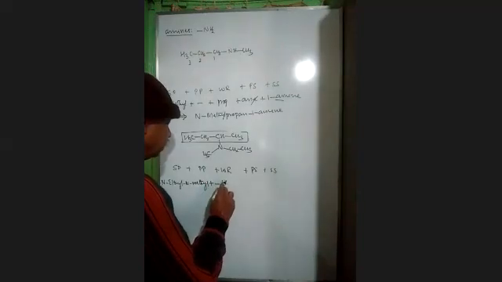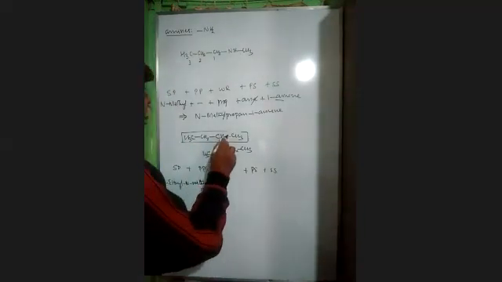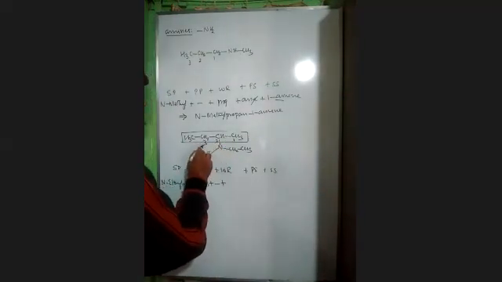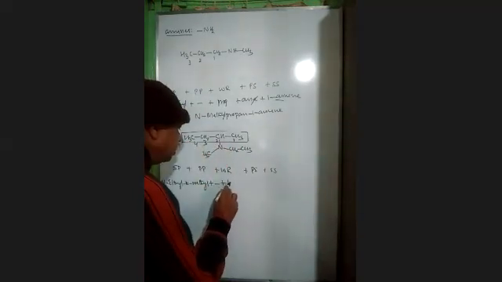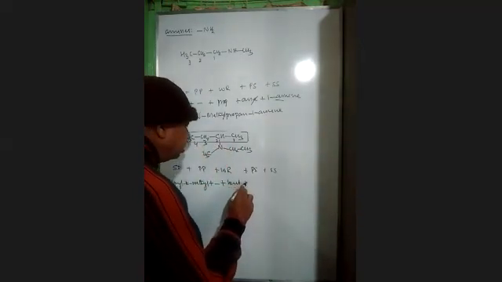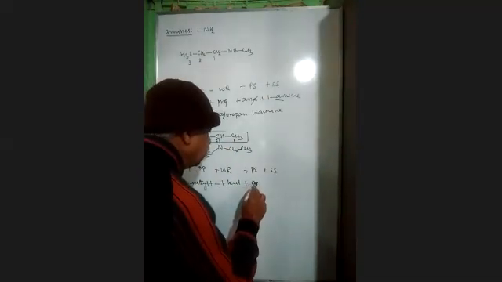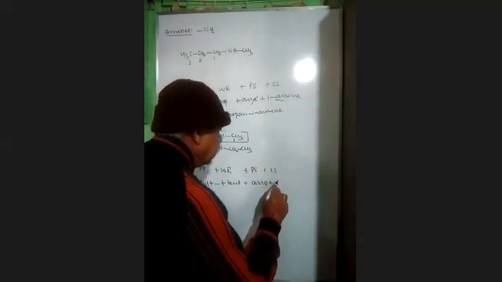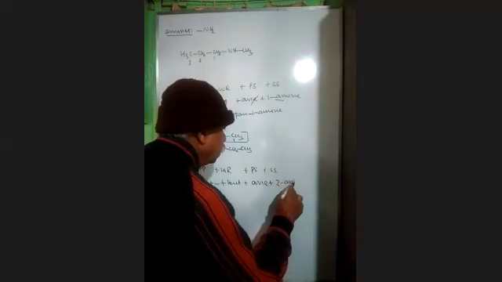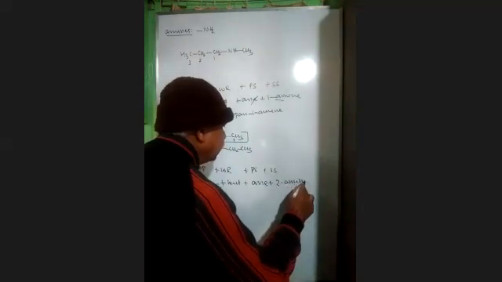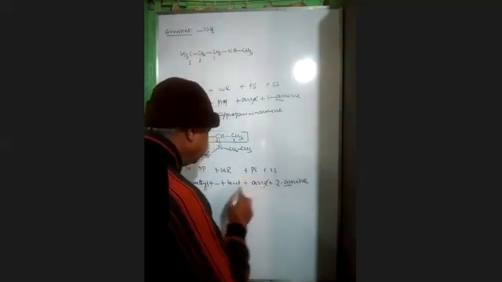N-ethyl, N-methyl. 1, 2, 3, 4, the numbering will be like this. So it will be butan-2-amine. This is a vowel, so this e will be dropped. So write down the name.